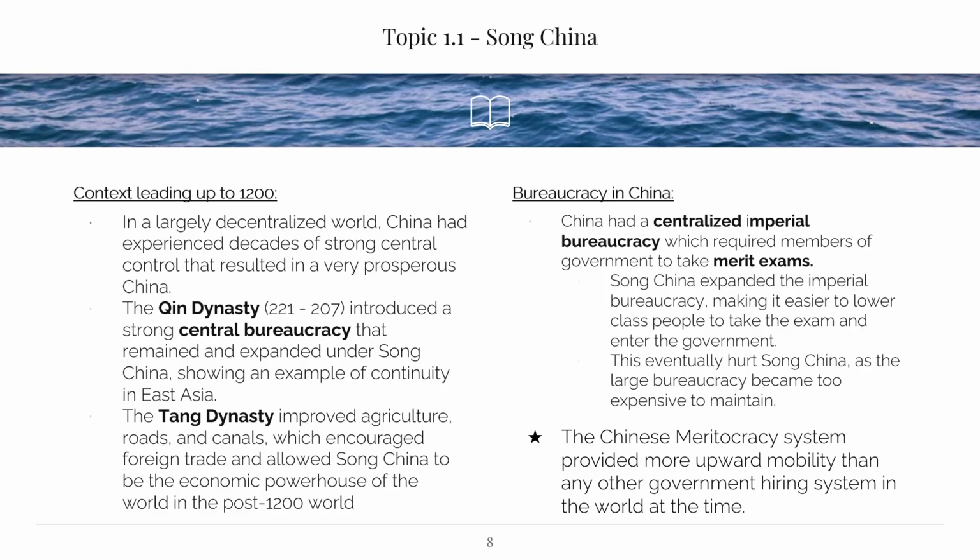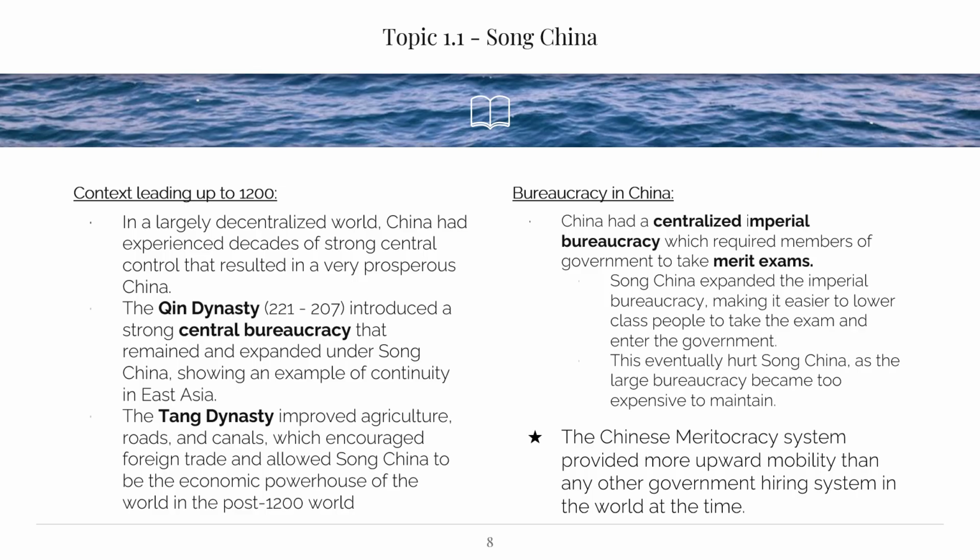In the way of bureaucracy, they did have a centralized imperial bureaucracy, which required members of government to take merit exams. This is a huge key focus. If you get a question on the test about the legitimacy and ability for Song China to maintain a social order and political control bureaucracy over its people, the biggest thing is going to be the imperial bureaucracy, how it was centralized, but in particular utilizing the merit-based examination system.